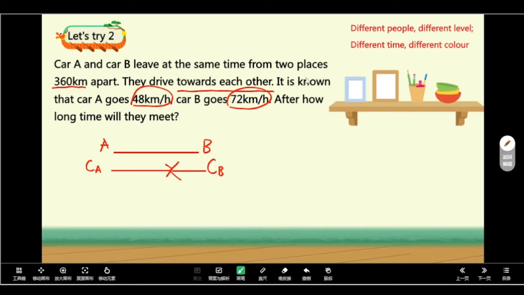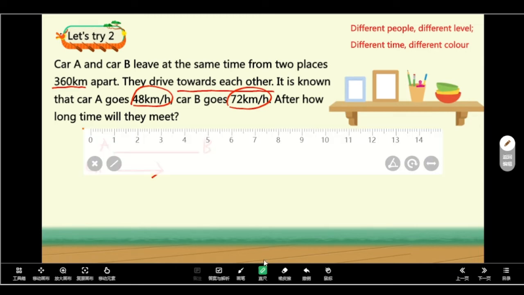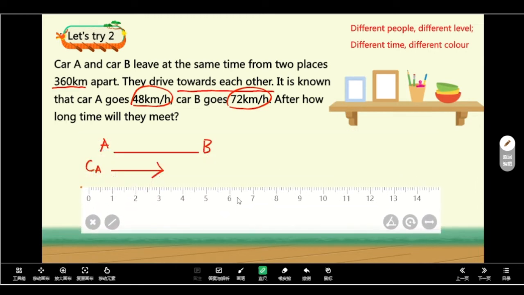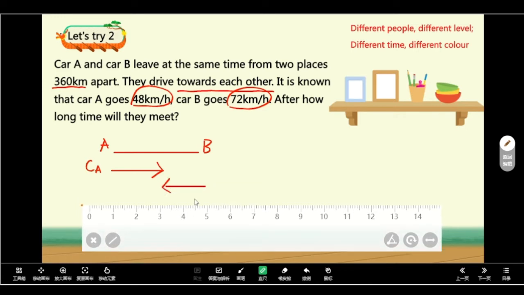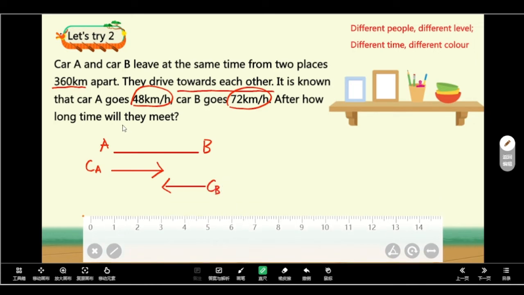No, because if we need to draw our diagram, we need to remember if there are different people, we need to draw them at different levels to be clear. Okay, so we cannot draw our diagram like this. First, we draw car A, starting from place A to the place B direction, and we draw car B starting from place B, going to this direction. Okay, and this is car B. So let's mark the numbers down.